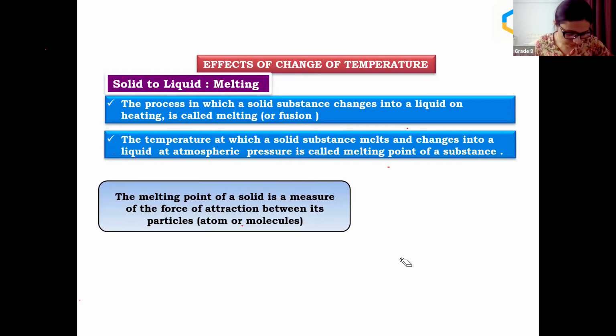So we have done heat of fusion, like fusion we have studied in the previous class, students. Latent heat of fusion we have studied. Had I given you the definition for latent heat of fusion? Okay, no. So fusion, we already know that when we convert the solid to liquid, that is fusion. The temperature at which a solid substance melts and changes into liquid at atmospheric pressure is called the melting point of a substance. Melting point is correct, like 0 degrees Celsius.